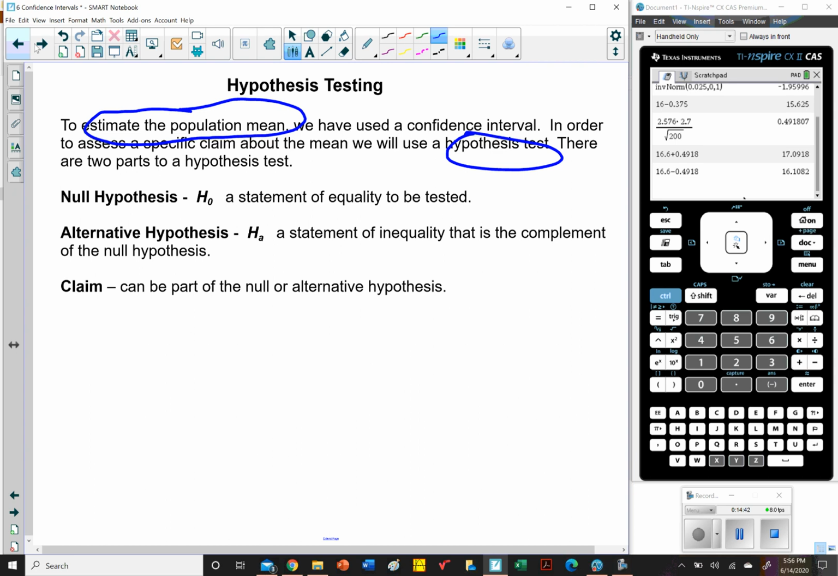And there's two parts to a hypothesis test. There's the null hypothesis, which is a statement of equality, when something's equal to something that we're testing. And then there's the alternative hypothesis. So it's the H0 and the Ha. And the alternative hypothesis is the inequality statement, and it's the complement of the null hypothesis. And a claim can be part of the null hypothesis, or it can be part of the alternative hypothesis, just depending on how you word a claim.